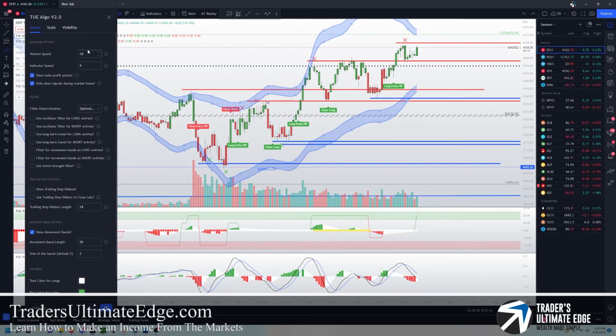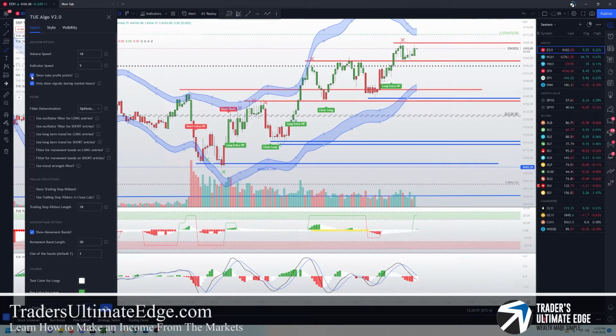Over here, we have the speed, volume speed, and indicator speed changes how it reacts to different things. Part of how the algo works is that it reacts to changes in volume. So you can change that speed right there, and that is based off of our cumulative volume delta indicator, which isn't on the screen. Okay, the show take profit points turns on and off those handy X's. You can see that right there. And show signals during market hours just keeps it from cluttering up your screen with after hours stuff, if you're going to be trading during market hours. I recommend leaving that on.